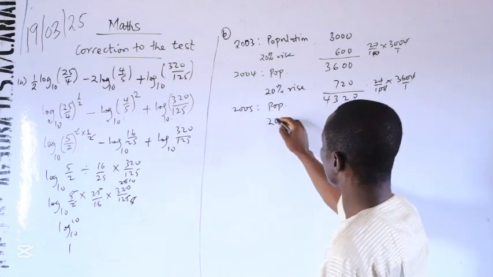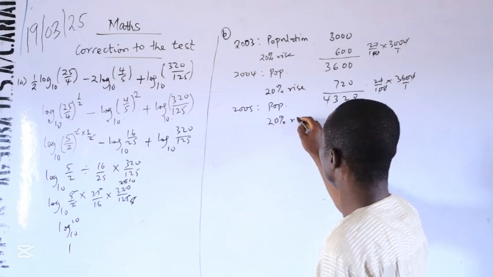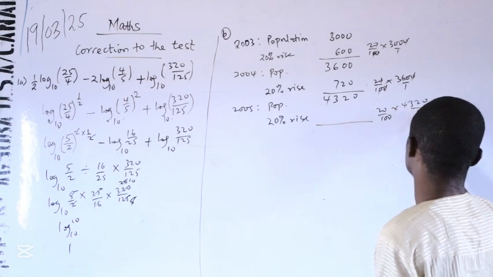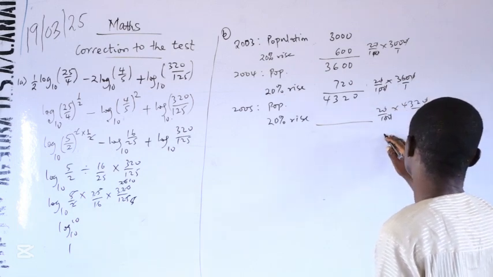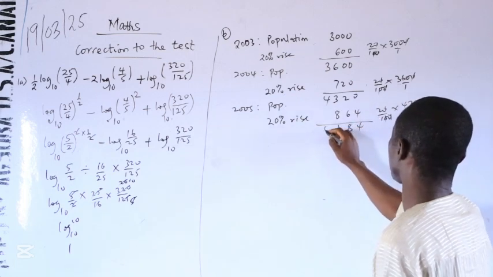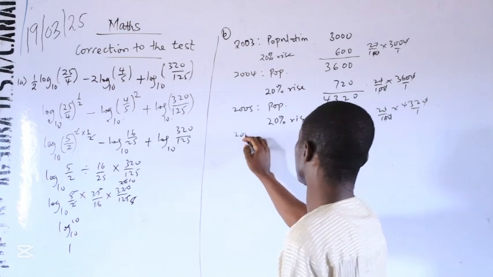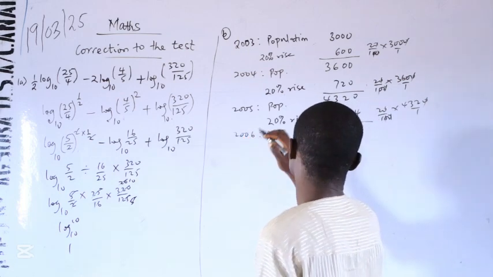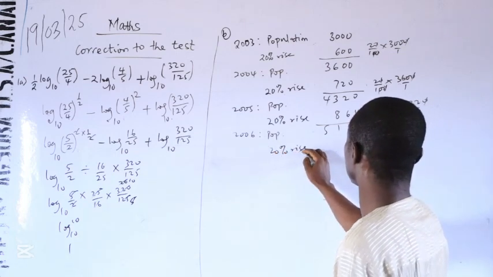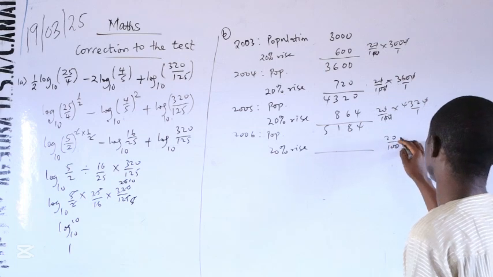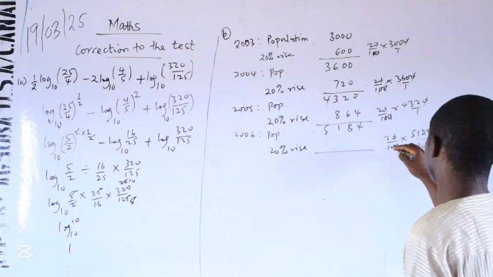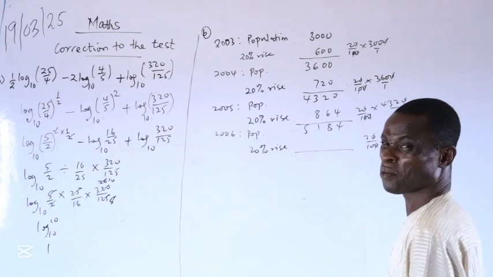Then 20% rise, because we are still going to 2007. 20 over 100 times 4320 over 1. 0 cancel, 0 cancel. That's 864. Is that correct? That is the 2006 population. Then 20% rise. 20 over 100 times 5184 over 1. Let me multiply. What do we have?